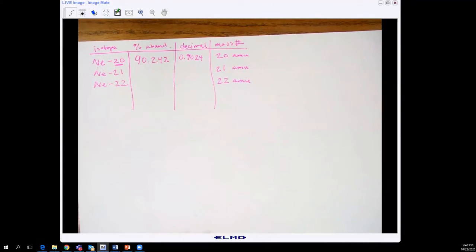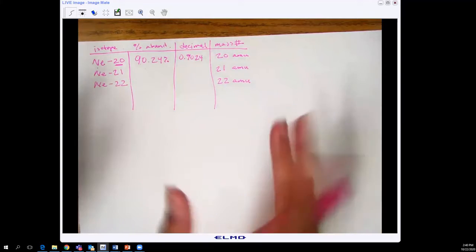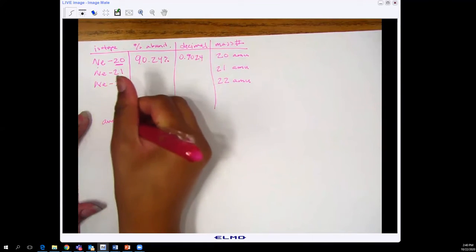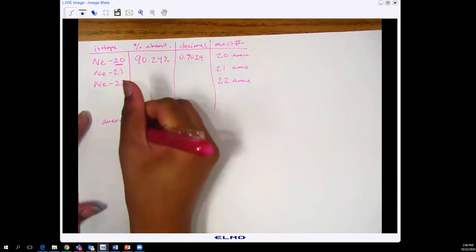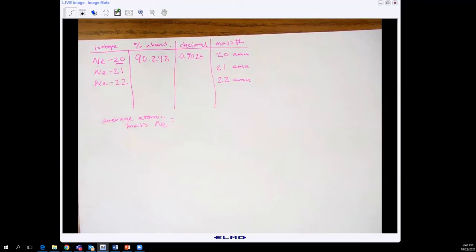This is the part where people got confused, about the things that you don't know. There's one more bit of information that you do know, technically, and that is the average atomic mass of neon. So the average atomic mass of neon, we're going to take to our periodic table, and I don't have mine super handy. Here it is.